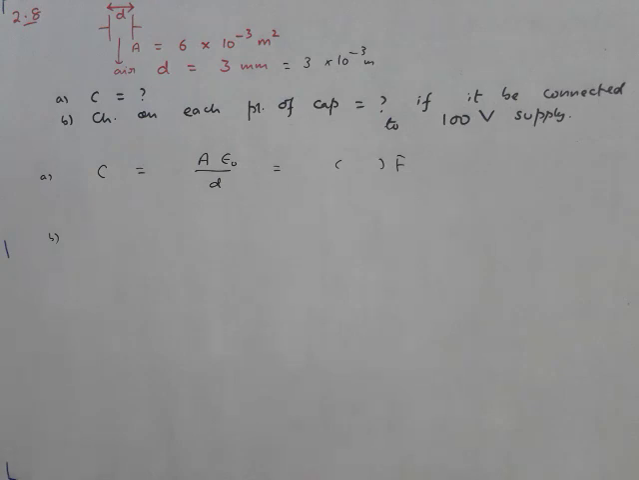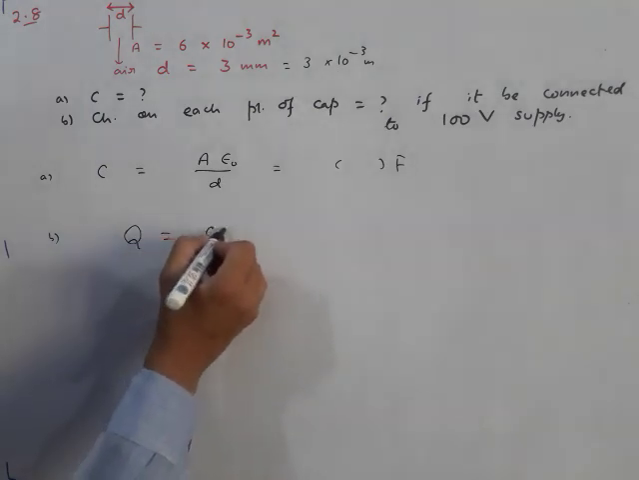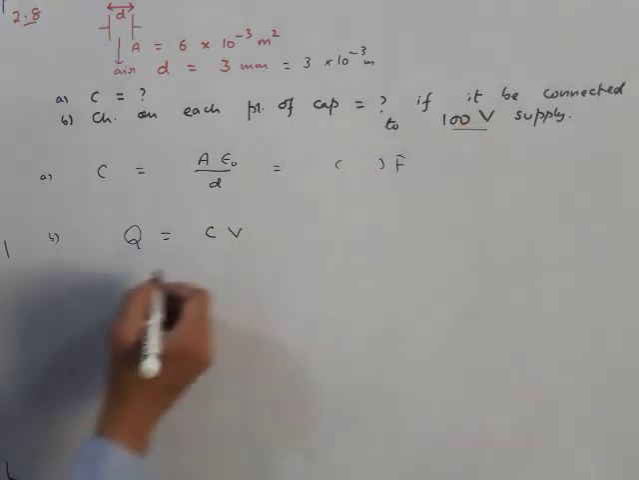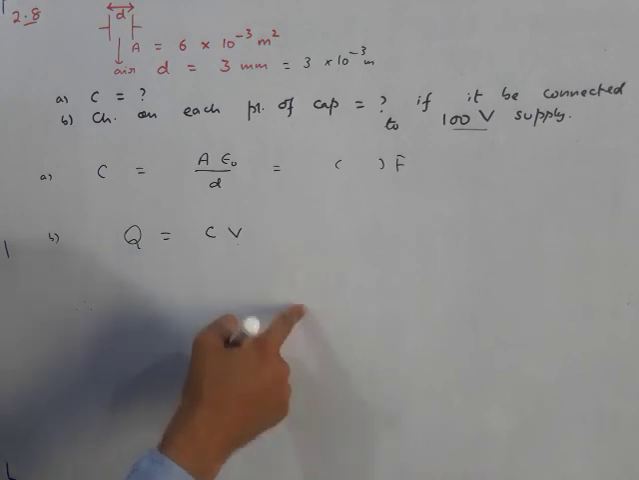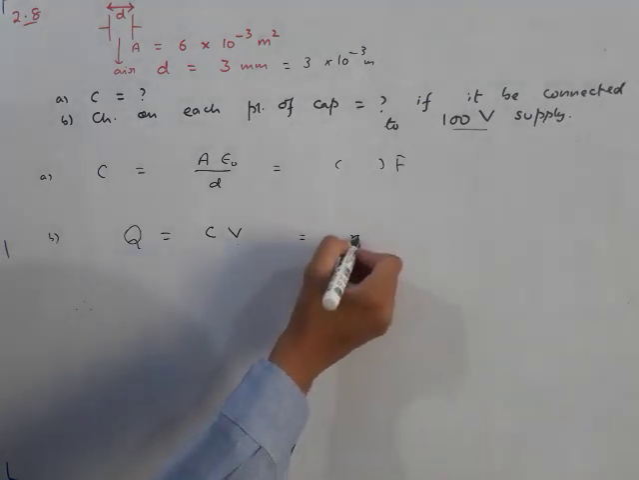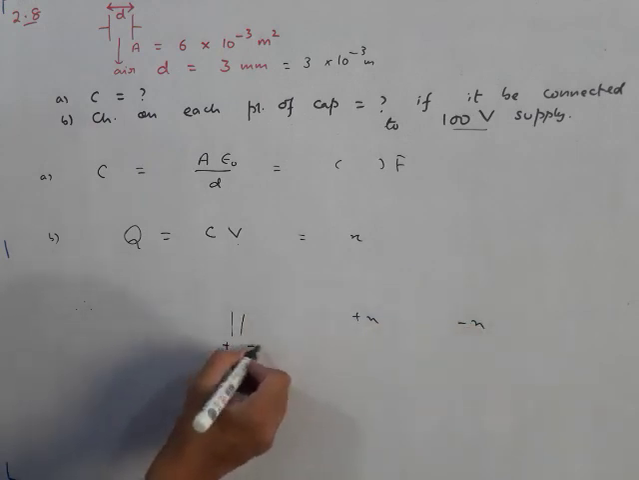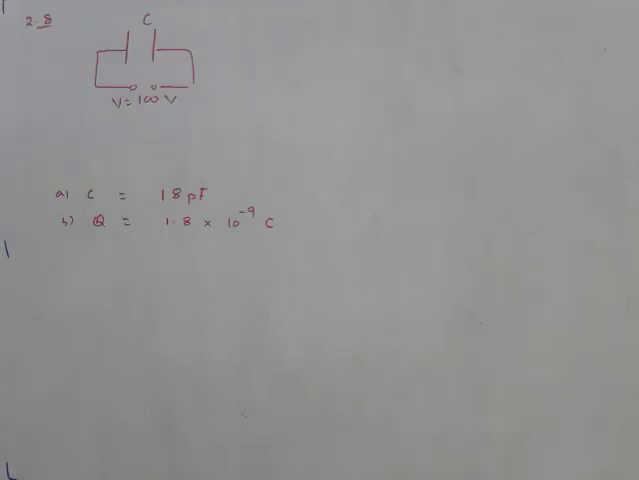Second part, what they ask: if this capacitor is connected to a 100 volt supply, what is the charge on each plate of the capacitor? Charge on the positive plate, Q, is given as C times V. C you have already calculated, V will be put as 100 volt. So the answer will be that the charge on each plate will be plus Q and minus Q. Suppose this answer you get as X. So plus X coulomb and minus X coulomb, because you know in a capacitor one of the plates will be positive and the other plate will be negative. So for question 2.8, the answers will be this much.